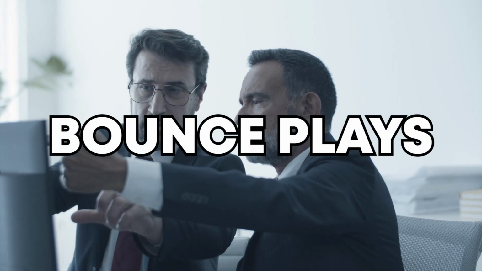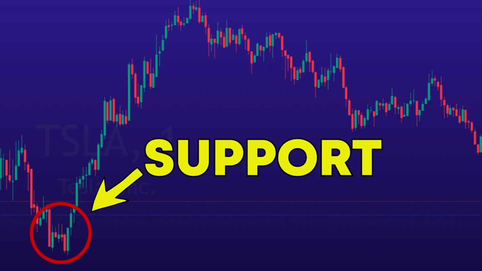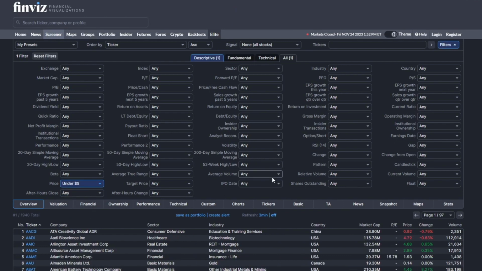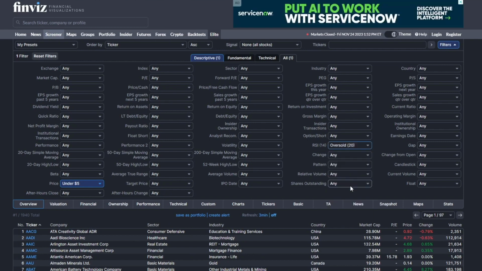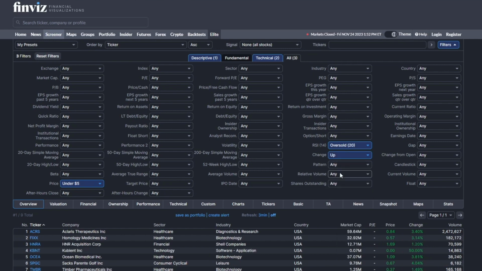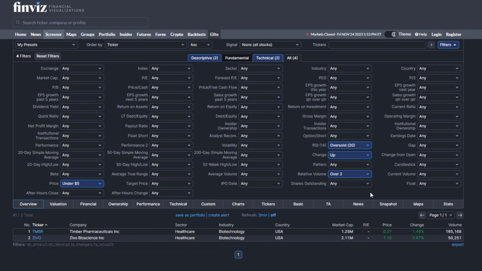The first screener we're going to be going over are for bounce plays. So if you're looking for a bounce play, you're going to want to look for stocks where the asset falls towards an important level of support. So for this screener, we're going to start by changing the price to over $5. We're going to change the RSI to oversold. We're going to change to up. And we're going to make the relative volume over 2. And now you can see we have 2 stocks that we could possibly have a bounce play with.